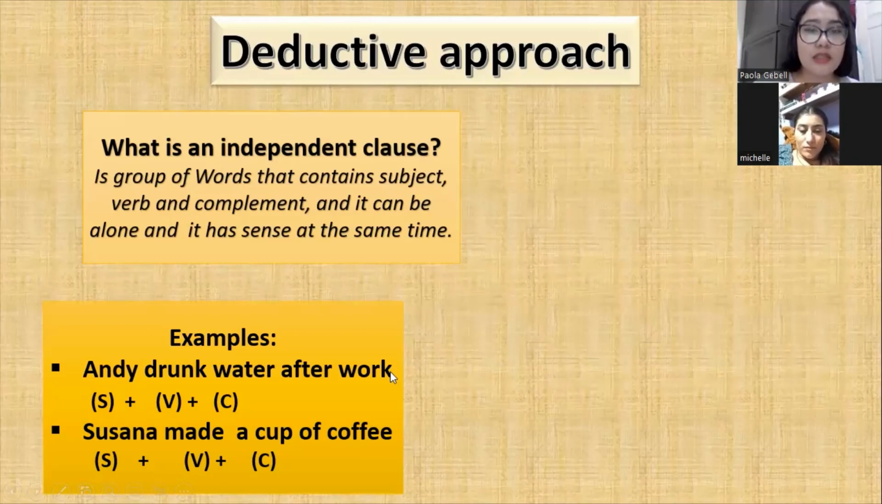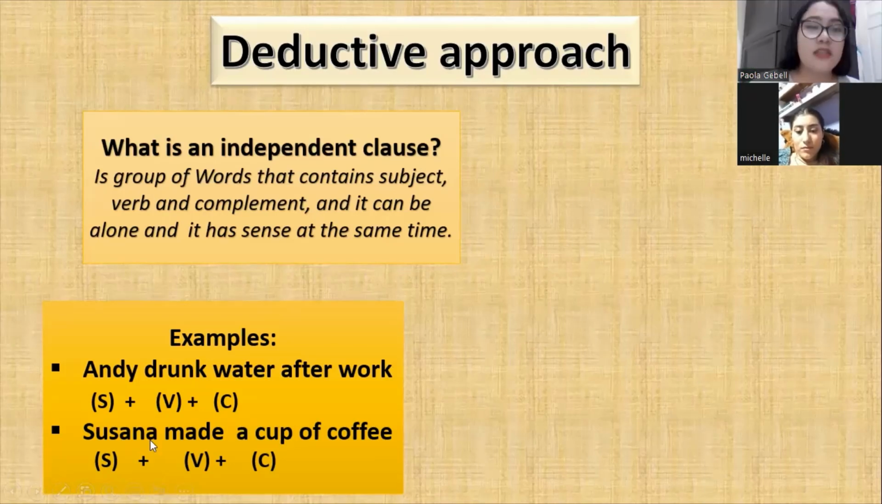As you can see in that sentence, we have a subject, we have a verb, and also we have a complement. And if you put a period at the end of the sentence, you are going to have a complete sentence. And it also stands on its own, because you can understand what is happening in that context.